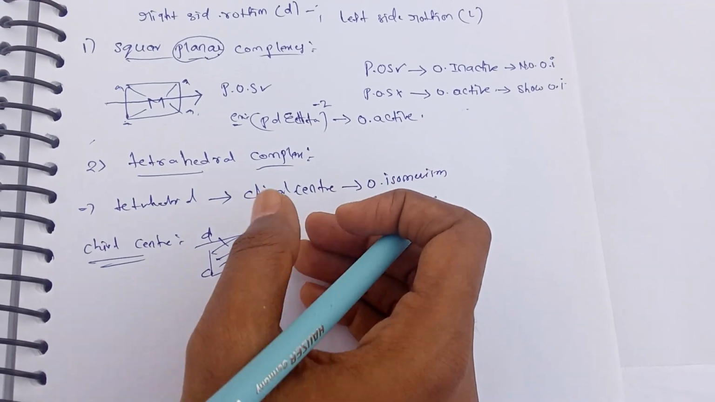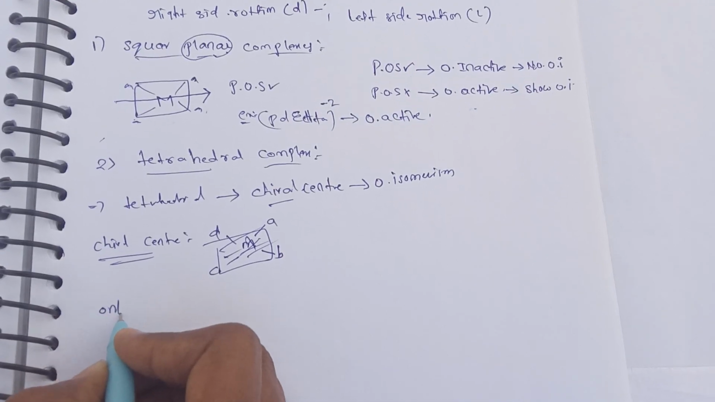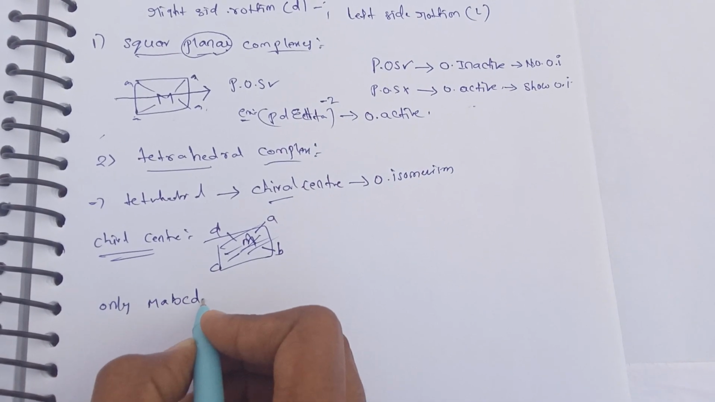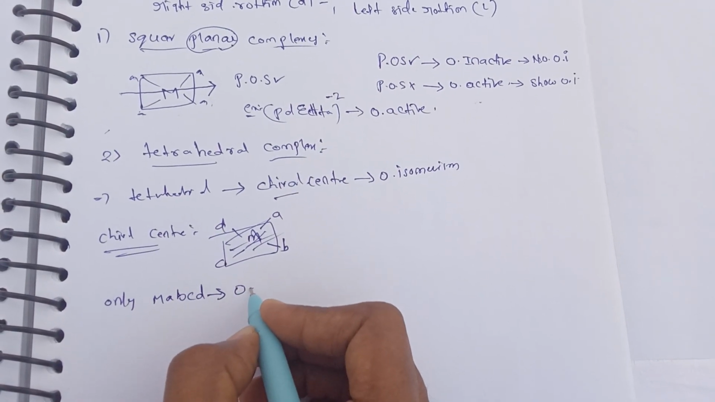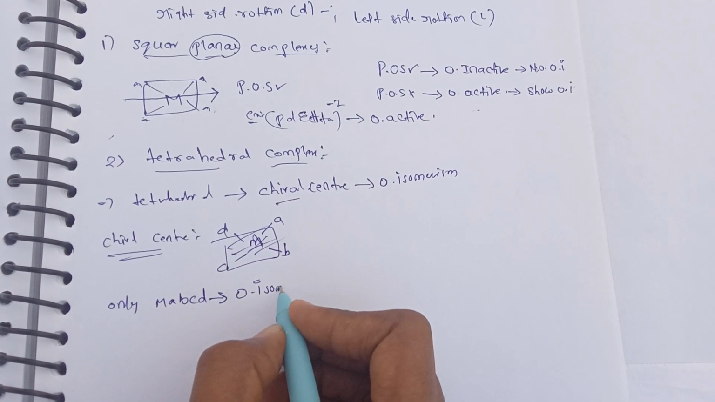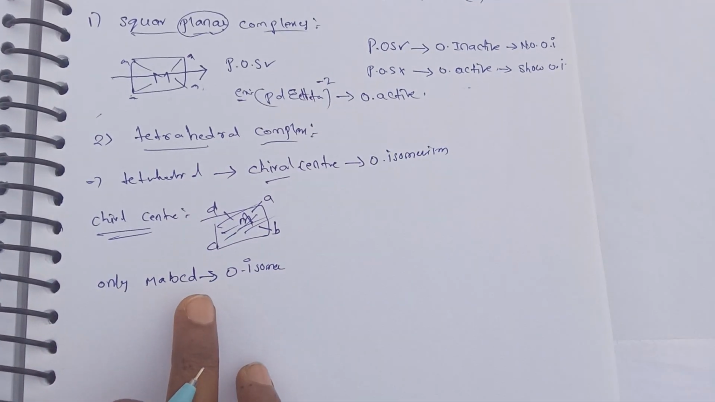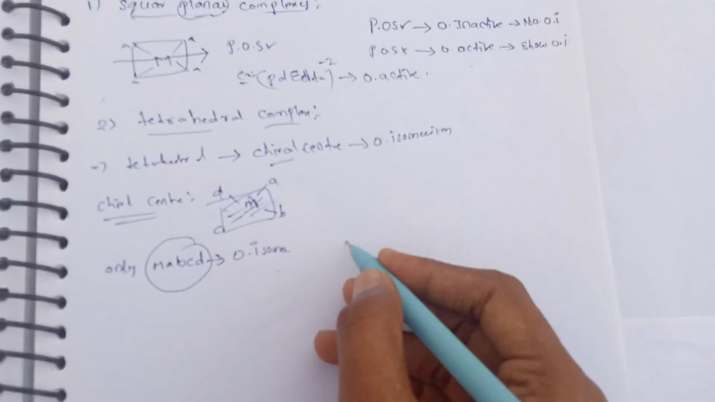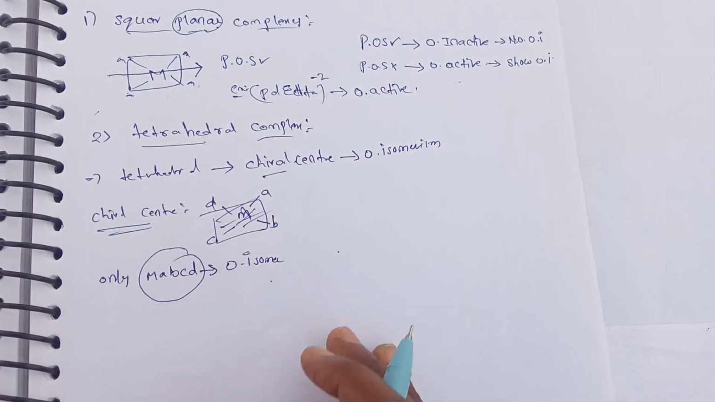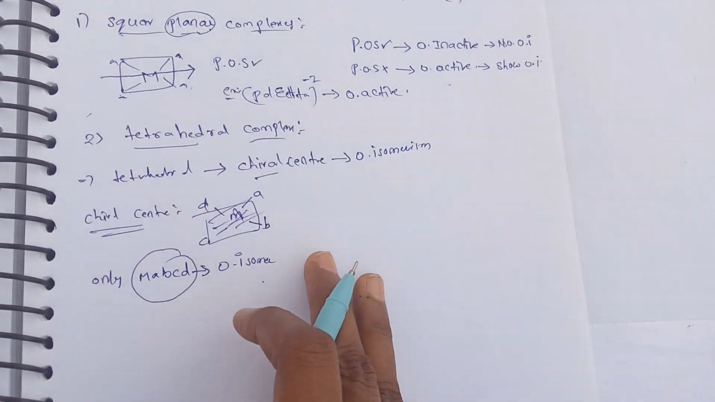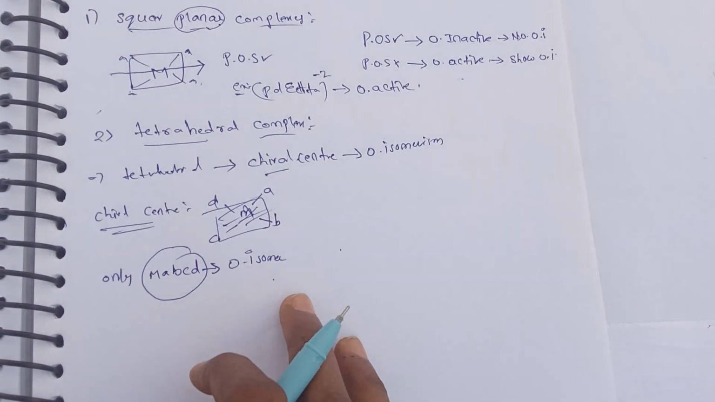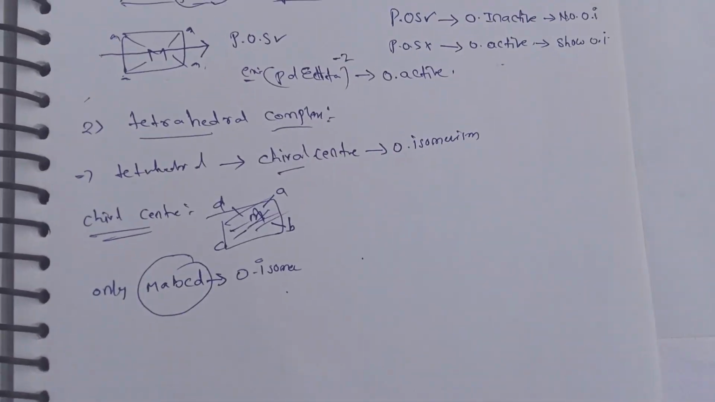Coming to tetrahedral complexes, only MABCD complexes can show the optical isomerism. So only MABCD complexes show the optical isomerism. No other complexes can show the optical isomerism, because there is no chiral center in those complexes. So what is a chiral center? Coming to MABCD complexes.